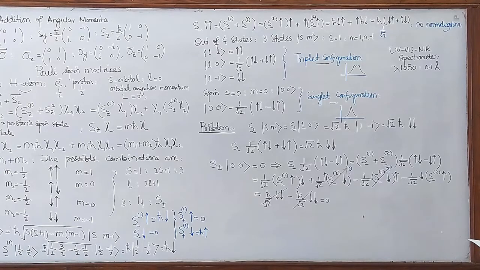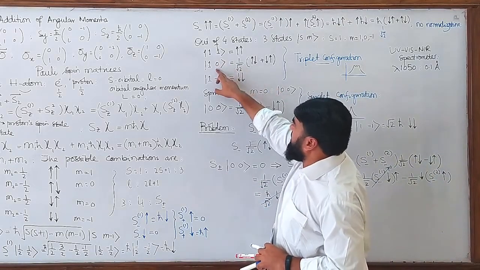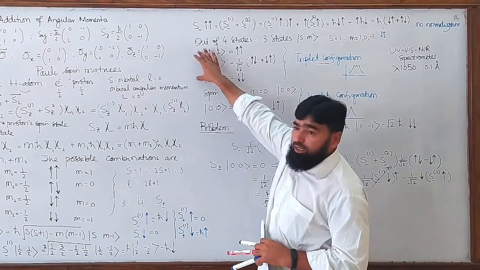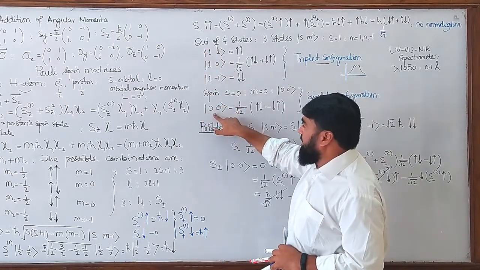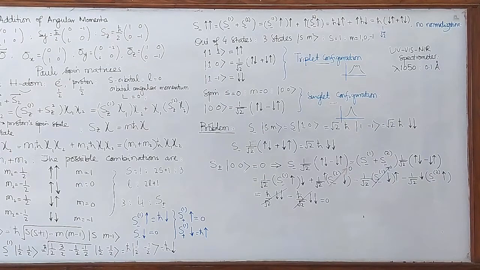You can prove that all these states, whether they are triplet or they are singlet, are the eigenfunctions of S squared, S squared being your spin operator, the total spin you call. So we can prove that one as well.